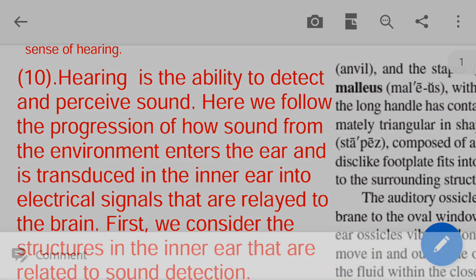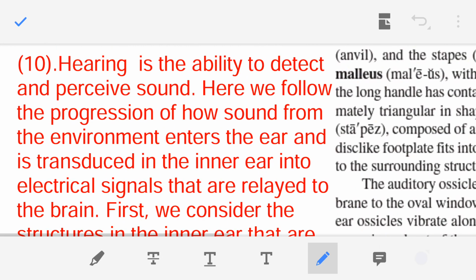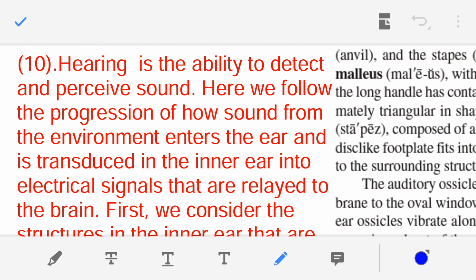Now what is hearing? Hearing is our ability to detect and perceive sound. Hearing means we can identify from which direction the sound is coming. We can understand that, and we also have an understanding about the sound. What kind of sound is it? Is it music, a nice song playing, or is it a disturbance, or noise? So we can detect the sound, and we can perceive and understand the sound.